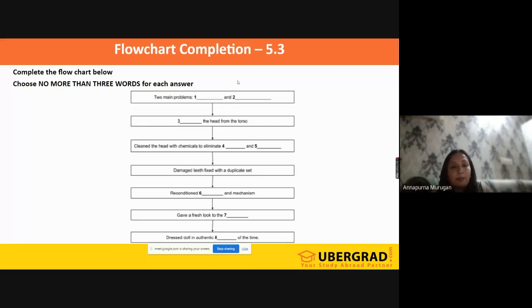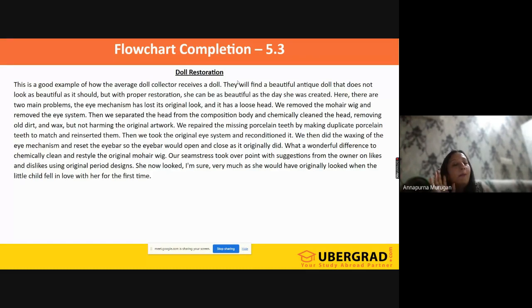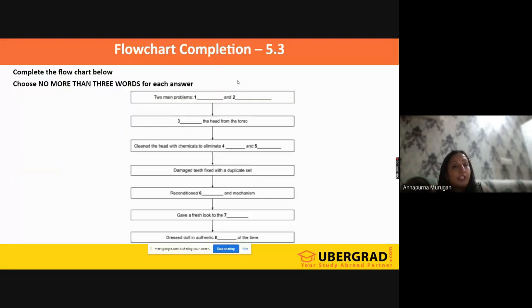Now, let us get back to the paragraph. This is the paragraph we have. We will not just be randomly going through. We will go through each sentence here depending upon the question. So what was the first question, first blank? Before that, remember to see the instruction they have given. Complete the flow chart below. Choose no more than 3 words for each answer. You should not have more than 3 words for each of the answers. That means each answer can have a maximum of 3 words, or fewer.